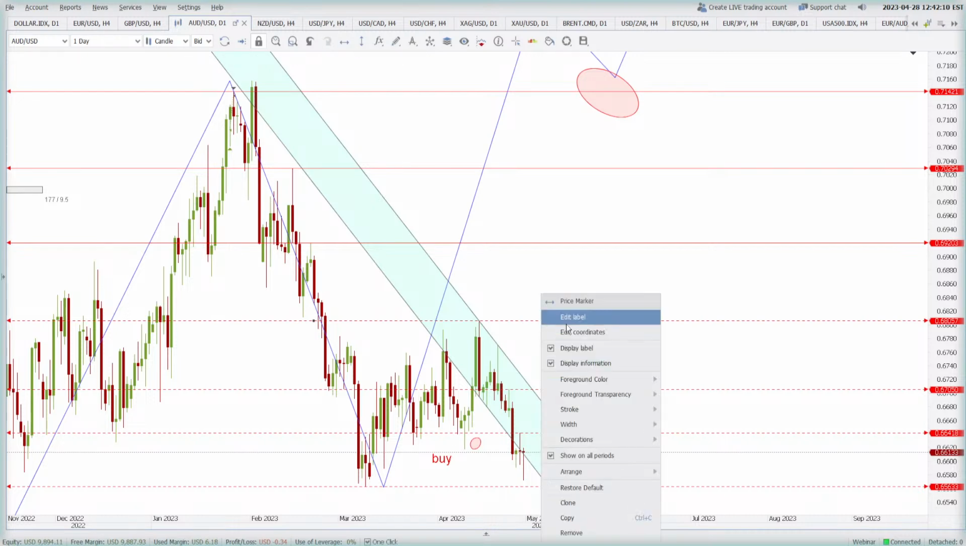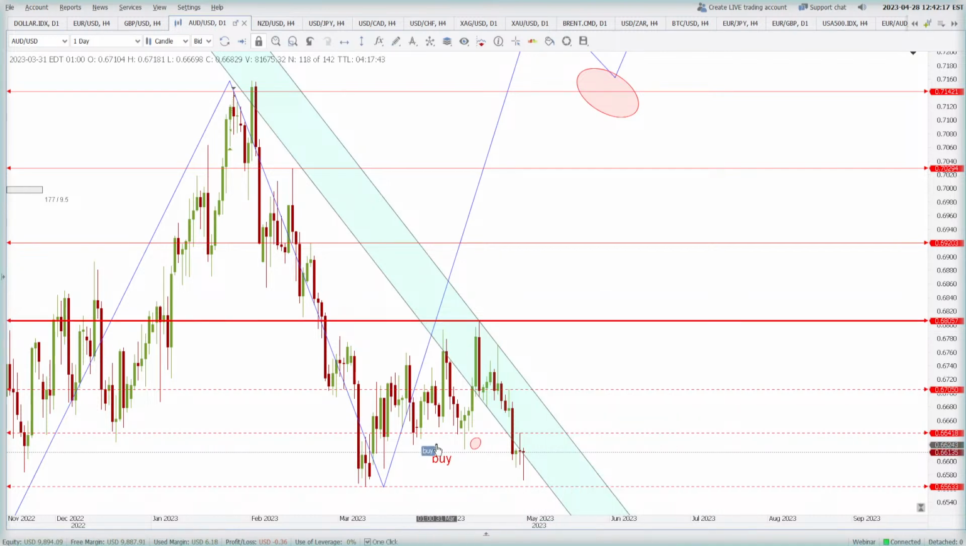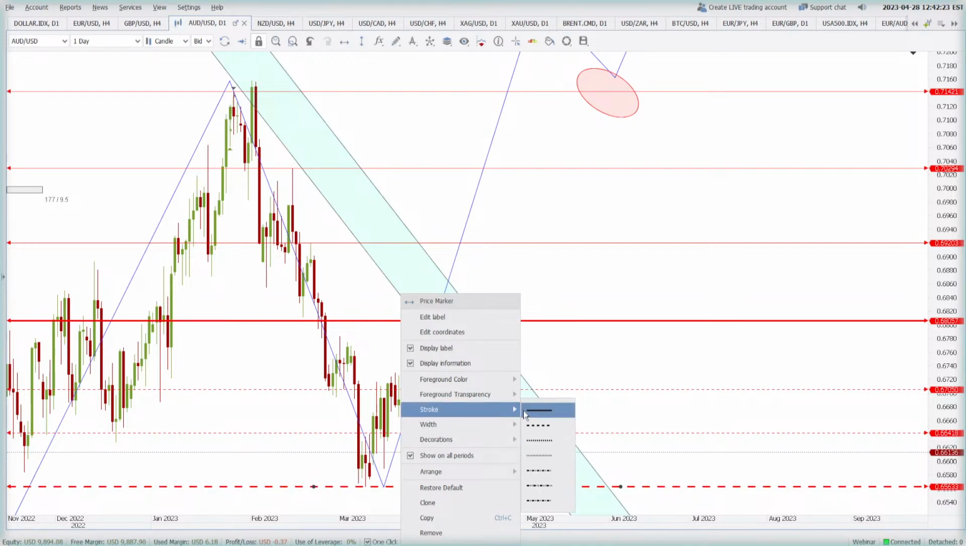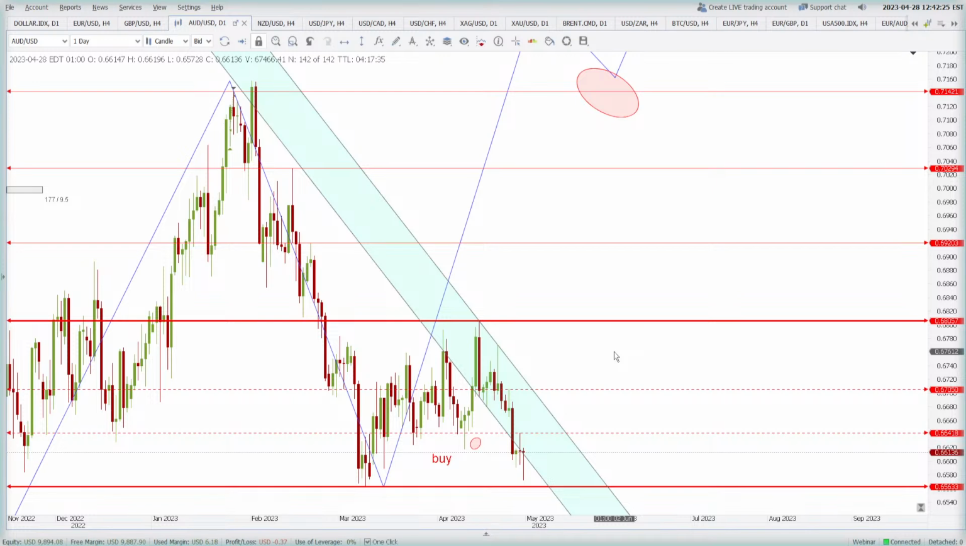So the level on the daily that you should keep an eye on is this one, and on the low side it is this one. All right, I hope that it makes sense to you now.